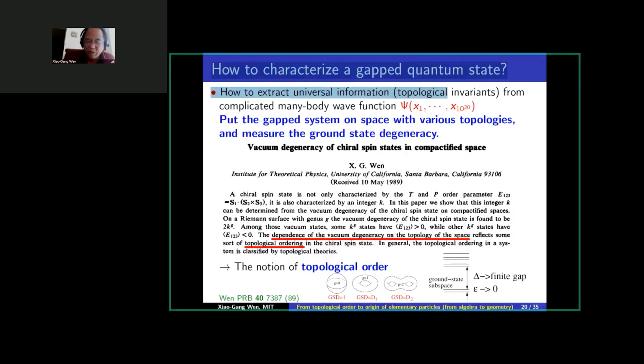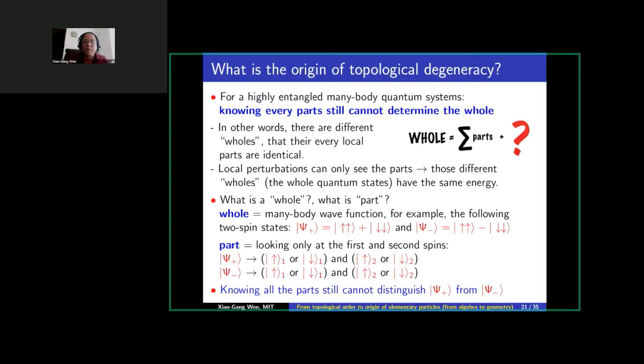But actually, we have this topological order really coming from some kind of protected ground state degeneracy. This degeneracy is not accidental. It's always there. Actually, the degeneracy becomes better and better as the system size goes to infinity. This kind of thermodynamic emergent property of degeneracy is really the heart of topological order. To understand this degeneracy, it's really coming from quantum information. In quantum information, we have many qubits, we have entanglement. But when there is entanglement, we have very interesting phenomena: if you know every part, we still do not know the whole.